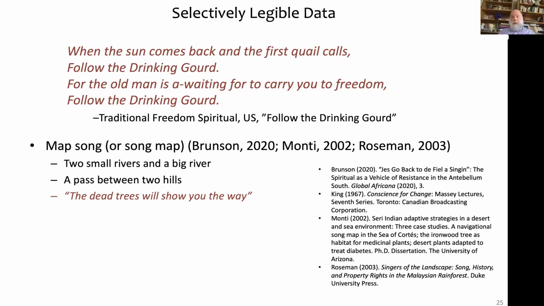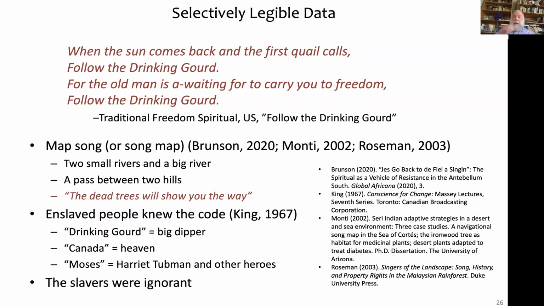And it's very instructive. The dead trees will show you the way, because a dead tree has lichen growing on it, but only on the north side. So if you can't find the river, you find the dead tree, you find the lichen, and you go in that direction. Martin Luther King described this song and others as a set of codes.